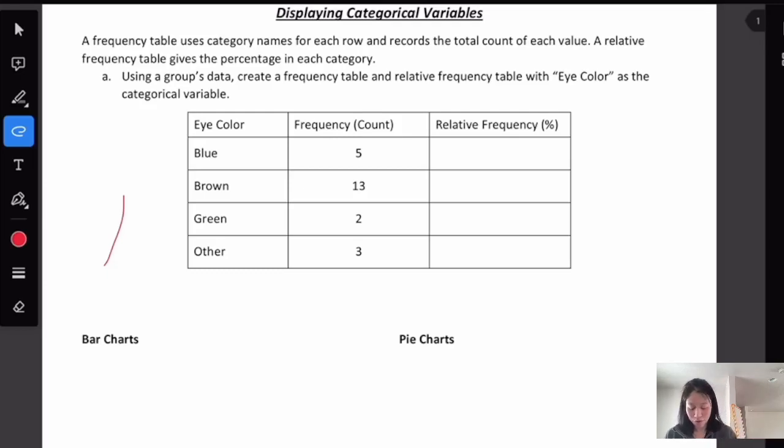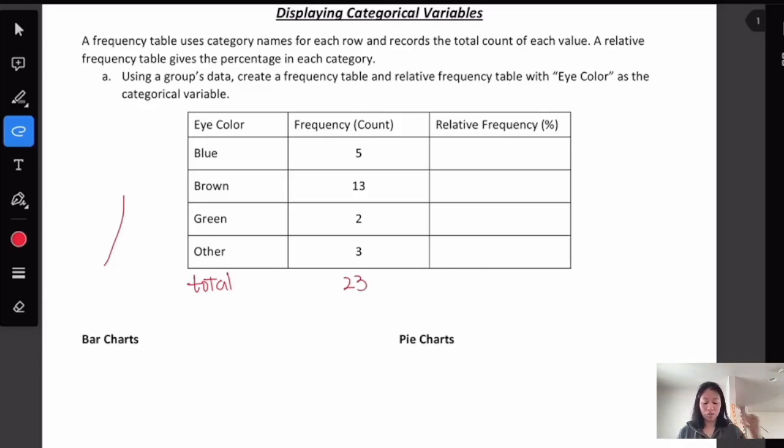Okay, so first is the frequency table. Use a categorical name for each row and record the total count of each value. A relative frequency table gives the percentage in each category. So, using a group's data, create a frequency table and a relative frequency table with eye color as the categorical variable. The first thing we want to know is the total number. The counts are 5, 13, 2, and 3, so the total would be 23.